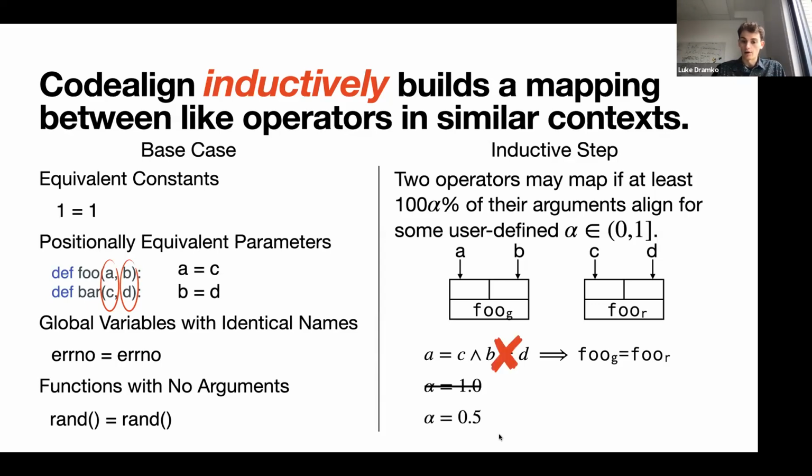At alpha equals 0.5, or actually less, if alpha is less than that, only 50% or less of the arguments have to align to reach the conclusion. So we could fail to satisfy the condition that B and D are aligned and still align the foo in the generated and foo in the reference.